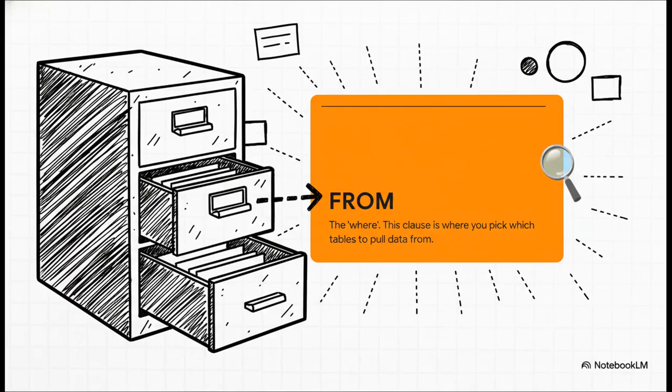Okay, so knowing what we want is great, but it's only half the battle. We have to tell the database where to find it. I mean, it's not a mind reader. That's where the from clause comes in. If select is pointing at the columns, from is pointing at the right file cabinet or the right spreadsheet tab in a giant workbook. You have to tell it which table to open.